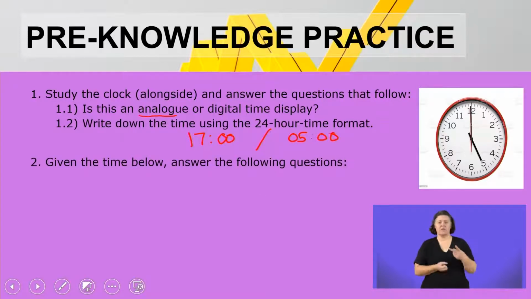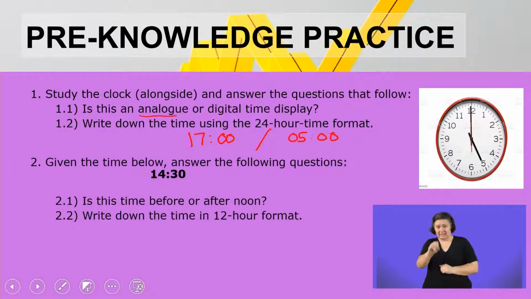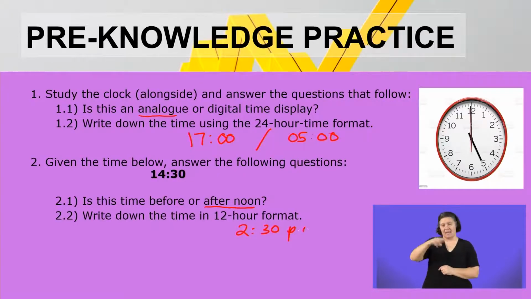Second one, given the time below, answer the following questions. Now let's see what is the time that's given to us. That's 14:30. So 2.1 is asking, is this time before noon or afternoon? If I look at 14:30, that is definitely in the afternoon. And then I look at the second question. It says write down the time in 12-hour format. So that will give us 2:30 p.m. All right, so I hope that is clear.